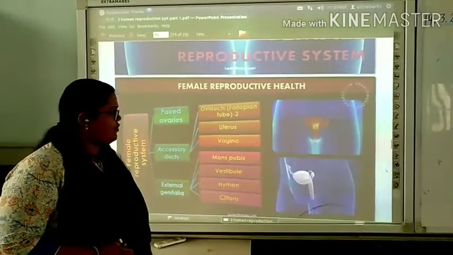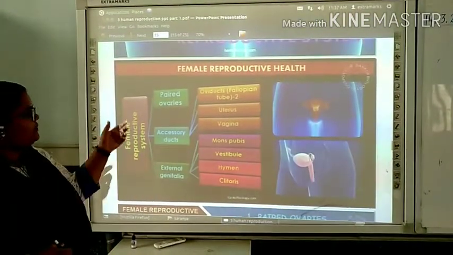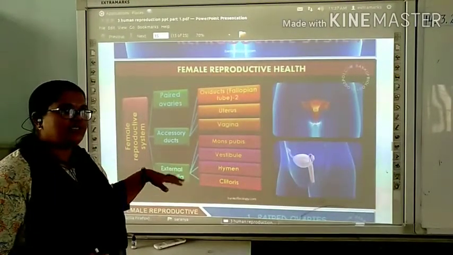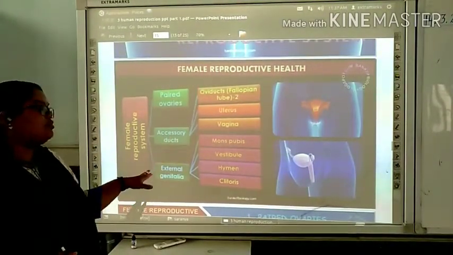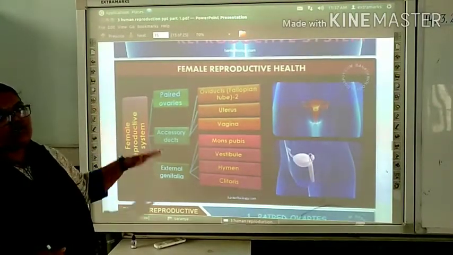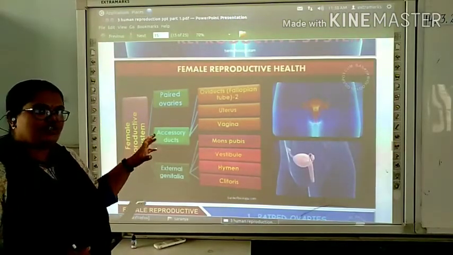As we all know, in the female reproductive system the primary sex organ is a pair of ovaries, and there are some accessory ducts which support these ovaries, and also the external genitalia, which helps with easy copulation and so on. So we will go through each part in detail, the structure and function.